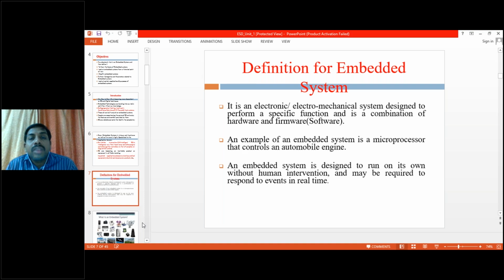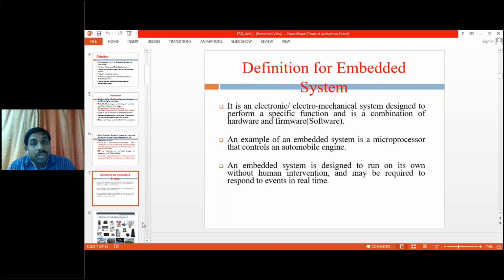An embedded system is an electronic or electromechanical system. So it may not be only electronic. The output can be mechanical or electrical, and the input can be mechanical or electrical. Overall, it is controlling some hardware for some application.